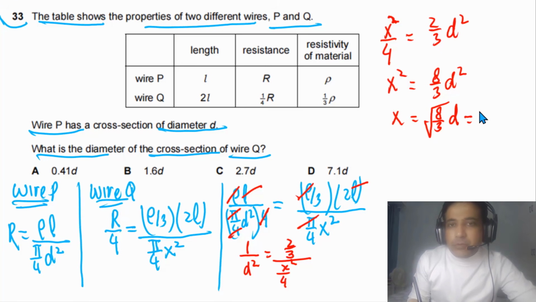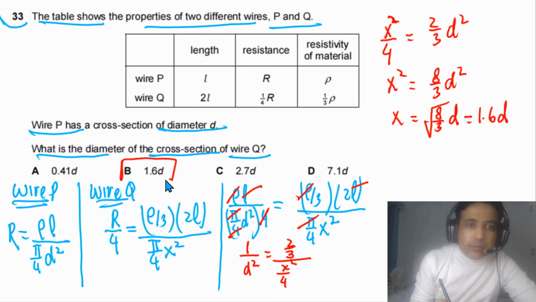So if we solve this one, we will get 1.6 d. So x is equal to 1.6 times d. And so the answer for this question is B.